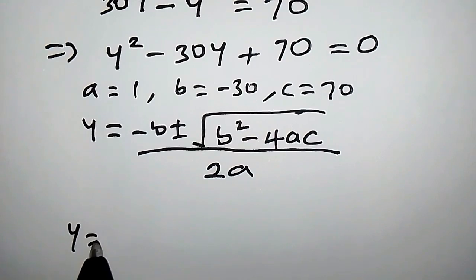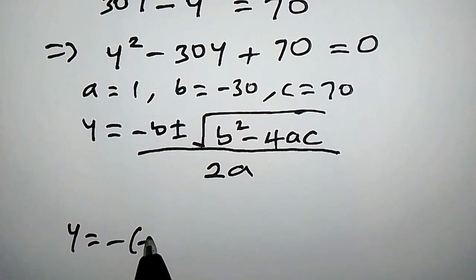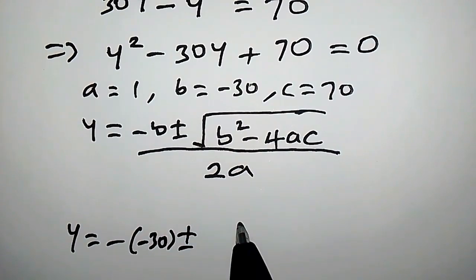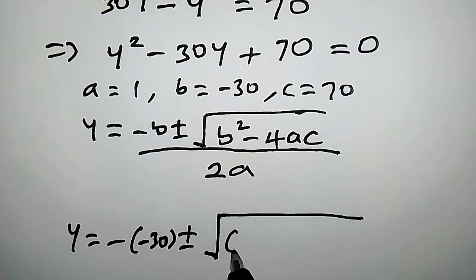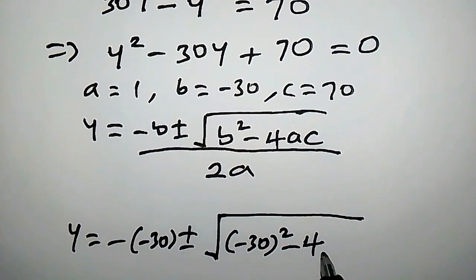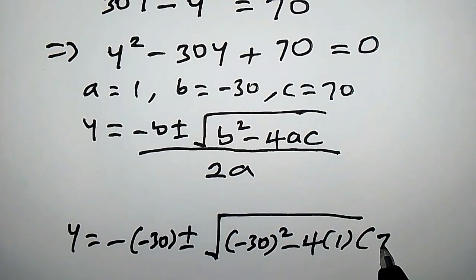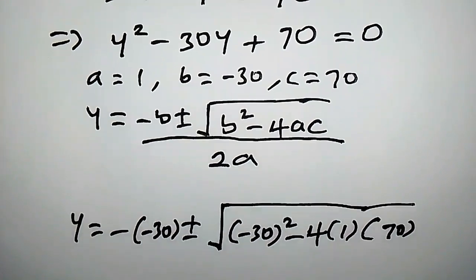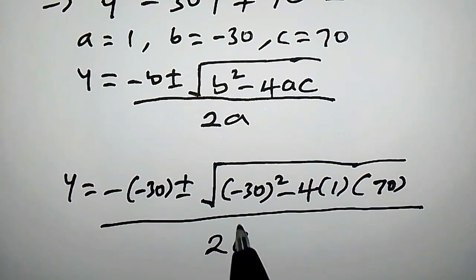So y equals minus, what is b? B is negative 30. So we have negative 30 plus or minus the square root of b squared. That will be negative 30 all squared minus 4. What is a? A is equal to 1, times, what is c? C is equal to 70. Everything divided by 2 times a, which is 1.